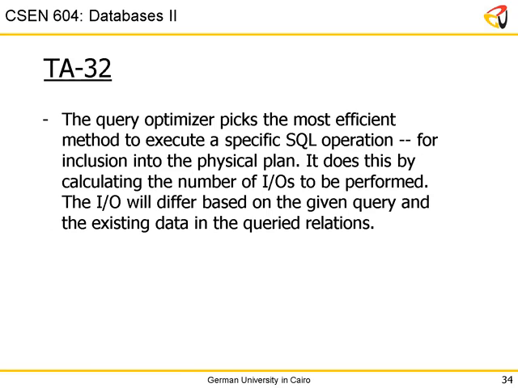Okay, so the takeaway of all this is that the query optimizer picks the most efficient method to execute a specific SQL operation for inclusion into the physical plan. It does this by calculating the number of I/Os to be performed. The I/O will differ based on the given query and the existing data in the queried relation.